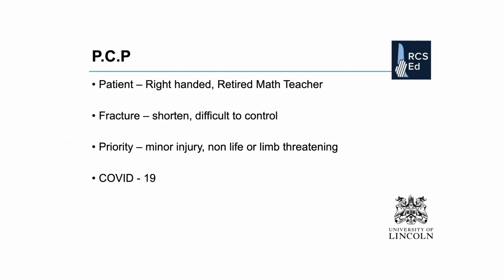Is this a priority right now to do something? Is this fracture life or limb threatening with a simple wrist fracture? No, it's not. Is it neurovascular compromise? No, it's not. So is it as high a priority as our broken hip? No, it's not. Now, on this specific occasion, did COVID-19 make any difference to us? And I think it does in this specific occasion.